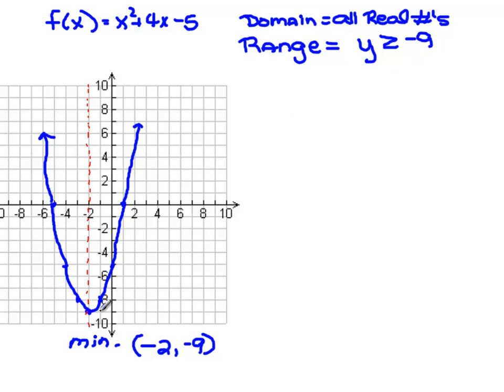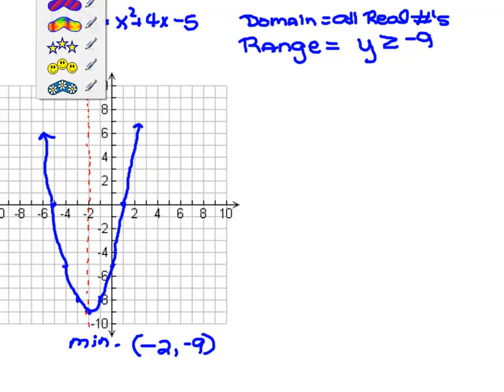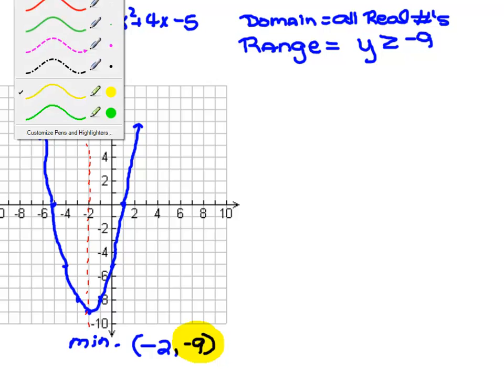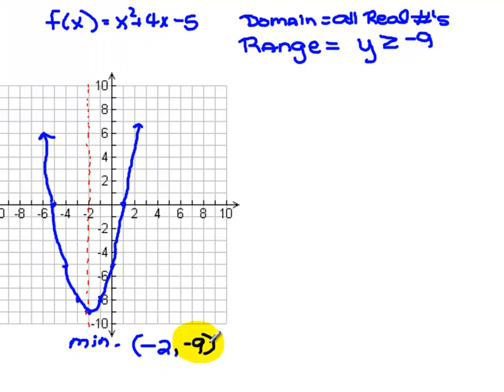Again, for the range, you look to the vertex and the y value of the vertex, because it's that y value that will tell you what your minimum value is. And because we have an upward facing parabola, it will be greater than or equal to that value because they all go up from there.